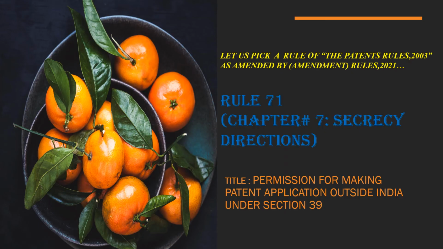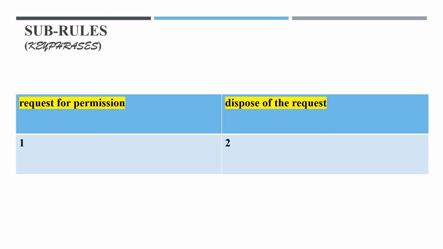Now it's the turn for the rule. Let us pick a rule of the Patents Rules 2003 as amended by Amendment Rules 2021. The relevant rule is Rule 71, which comes from Chapter 7, that is secrecy directions. Rule 71 has the title Permission for Making Patent Application Outside India under Section 39. That we have just discussed about Section 39. Let us proceed with the further details and try to map the particular section and the relevant rule.